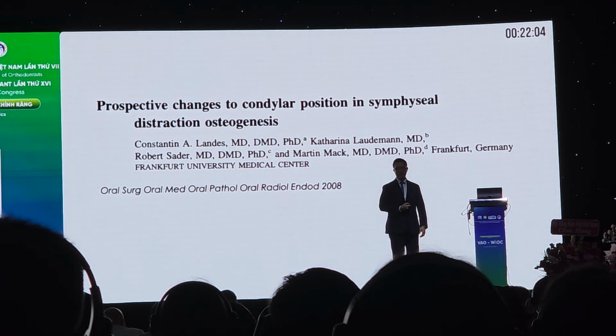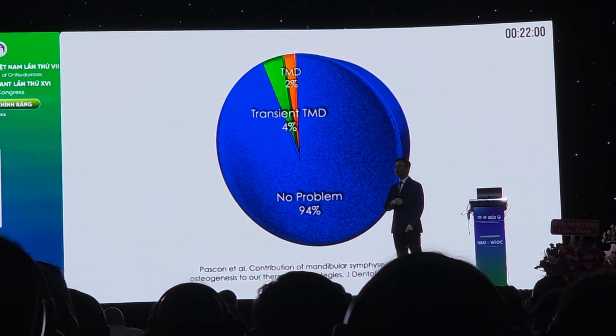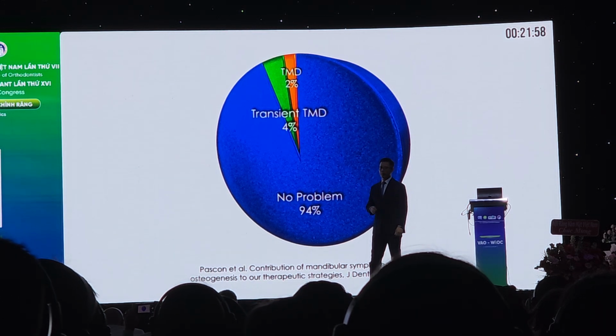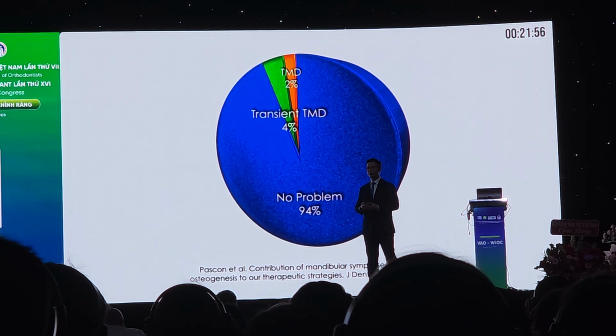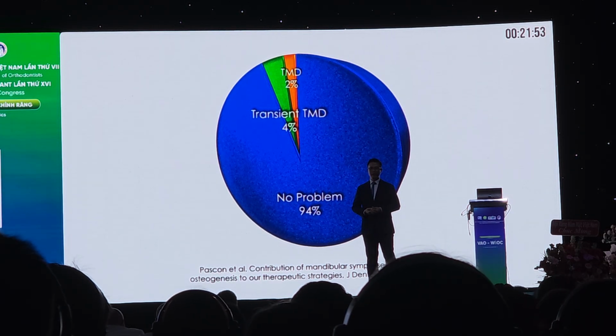And one study looked at the patients. Most of the patients don't have any symptoms. But some patients have transient TMJ symptoms, 4%, like clicking sounds and humming sound. Only 2% of patients have a TMJ problem.